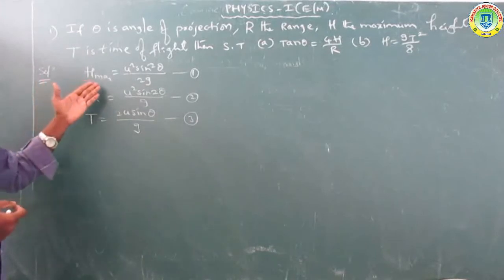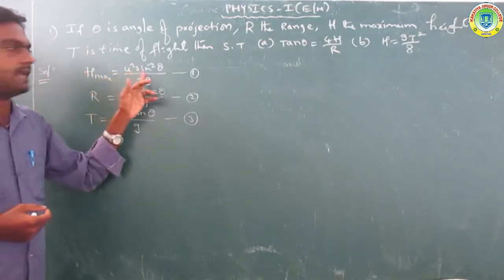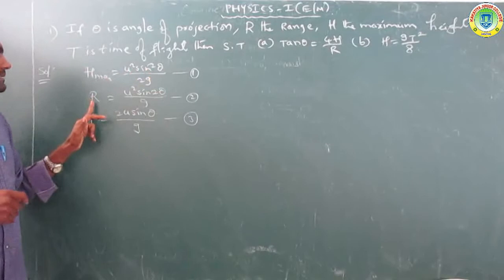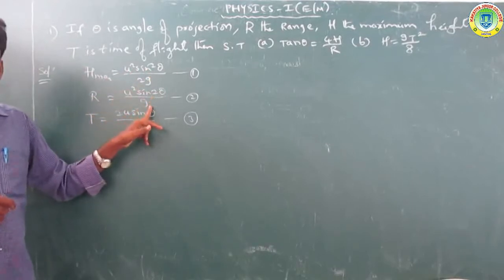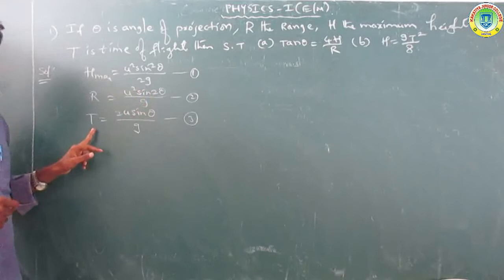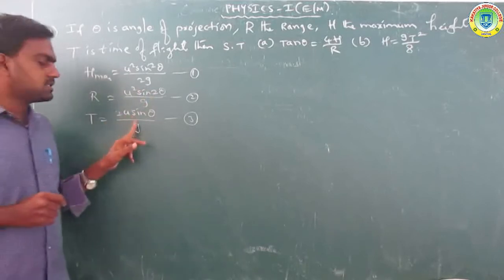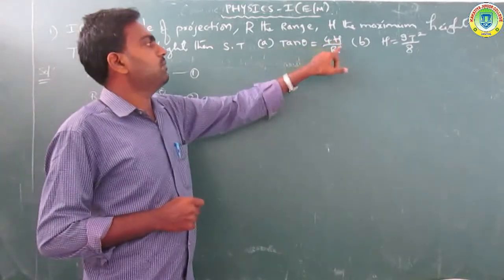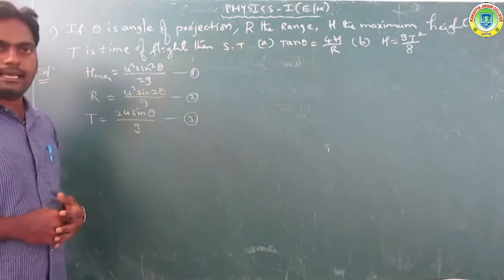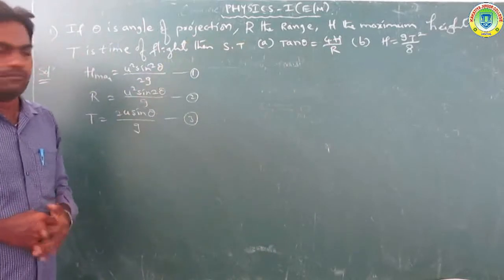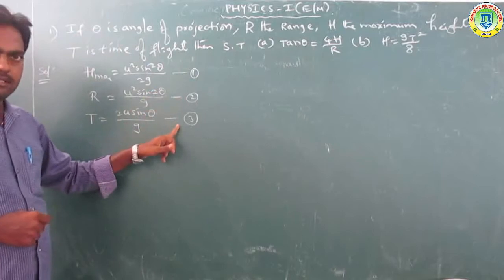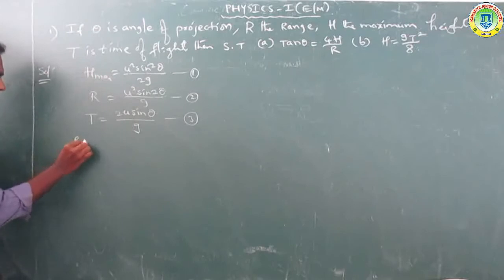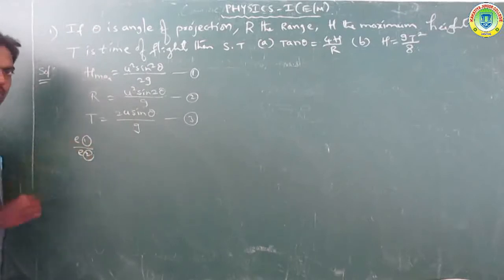The maximum height, h maximum, is equal to u square sin square theta by 2g. The range R is equal to u square sin 2 theta by g. And the time of flight T is equal to 2u sin theta by g. Now show that tan theta is equal to 4h by R. So we take h divided by R, that is equation 1 divided by equation 2.